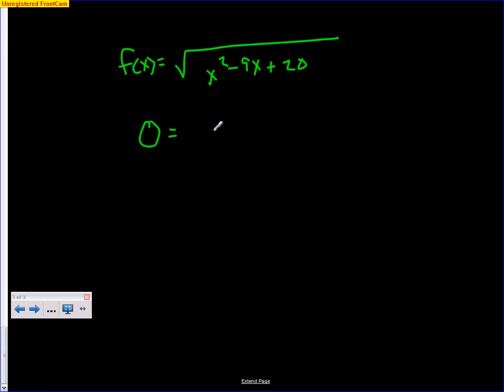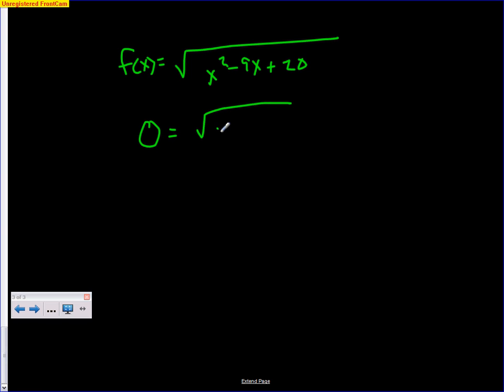Awesome. All right, one more problem where you got to find the 0. F of x equals the square root of x squared minus 9x plus 20. All right, finding the zeros. If you want to pause it and try to do it on your own, go right ahead right now. All right, we're back. Set it equal to 0. That's how you find zeros.